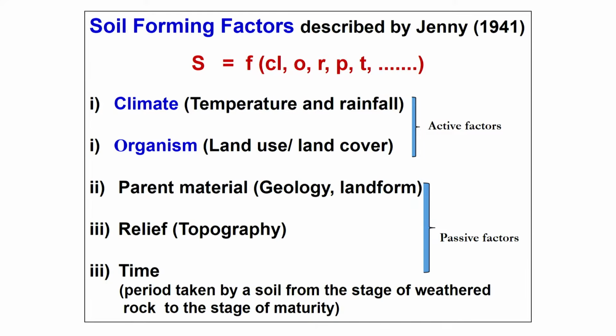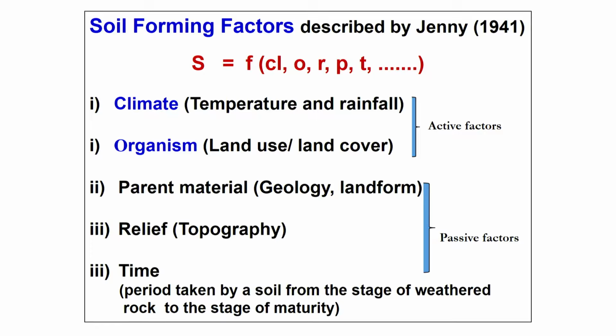So if we want to prepare the soil map, then we have to first understand how these soils have been formed. So we can say that is the soil forming factors. This concept was given by Jenny in 1941. It says that soil is a function of 5 factors: climate, organism, relief, parent material, and time.